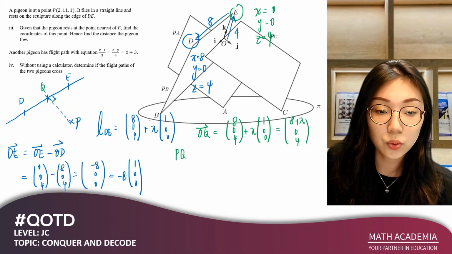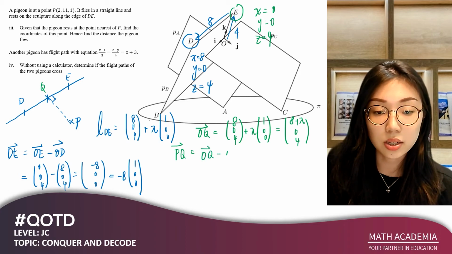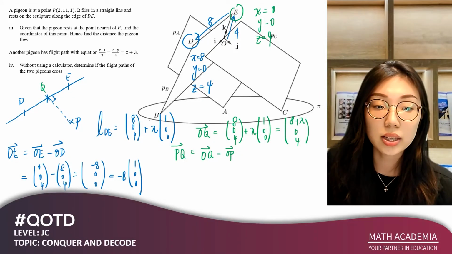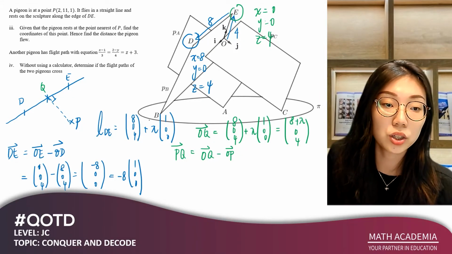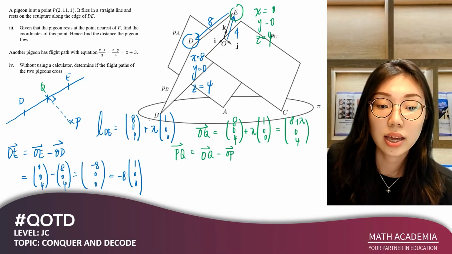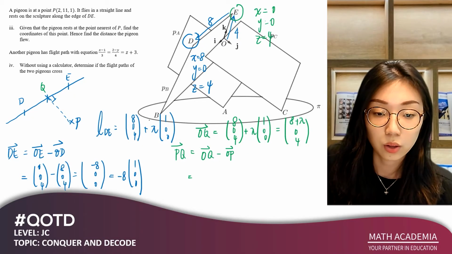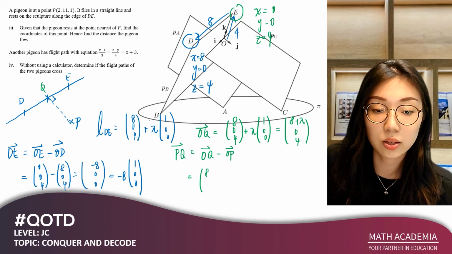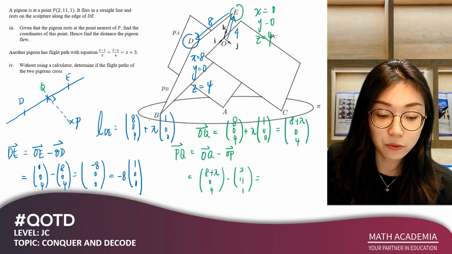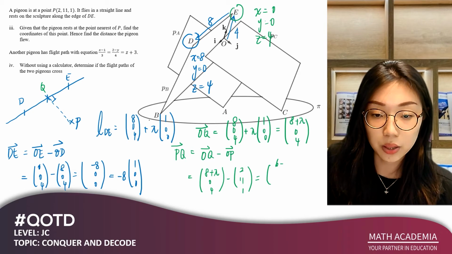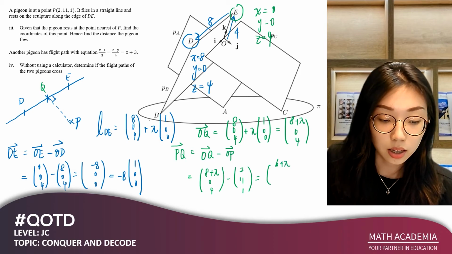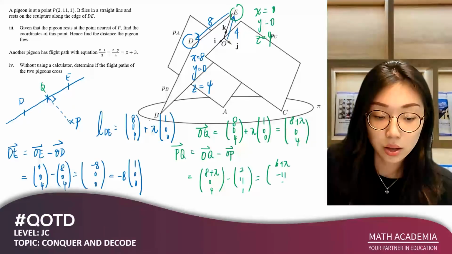Vector PQ can be given by position vector OQ minus the position vector OP. Position vector OP is actually given to us in the question, which is (2, 11, 1). And OQ is what we have derived before. Alright, so I'll bring in all of my values. I have (8 plus lambda, 0, 4) minus (2, 11, 1). So this simplifies to (6 plus lambda, negative 11, 3).